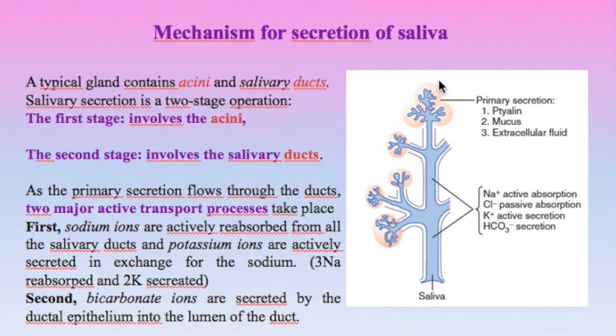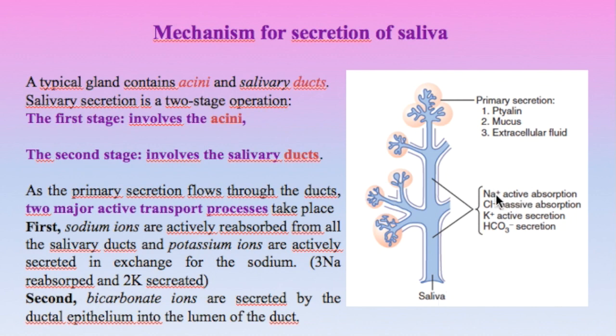A typical gland contains acini and duct, and the salivary secretion passes in two stages. The first stage involves the acini, and the acini secrete an initial saliva, which is a plasma-like, isotonic solution, and it will contain extracellular fluid, ptyalin, and or mucus protein. The second stage involves the salivary duct, and as the primary secretion flows through the duct, two major active transport processes will occur.